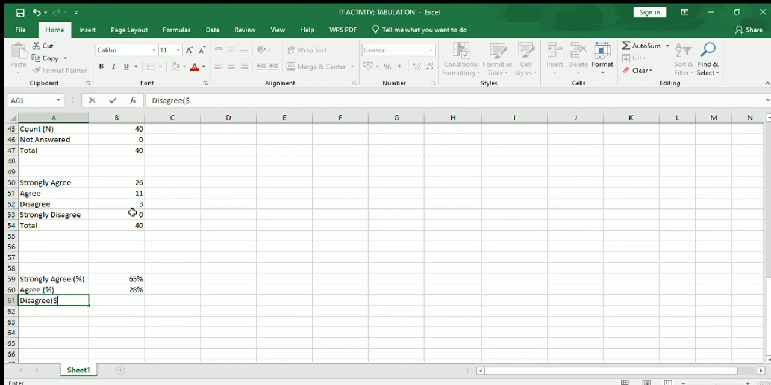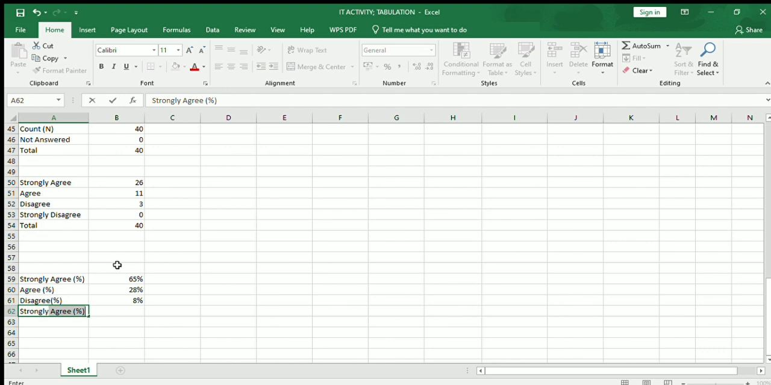The next is we will get the percentage who answered disagree. So the formula on how to get the percentage of the respondents who answered disagree is equal sign, highlight disagree, divide by the total, and then enter. Then you will get the percentage of the respondents who answer disagree.